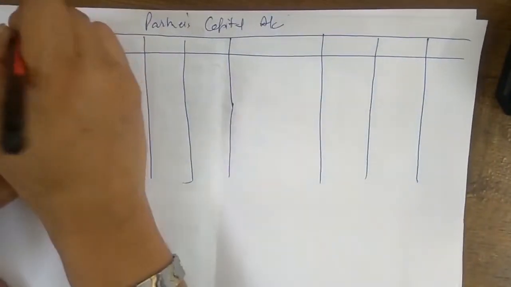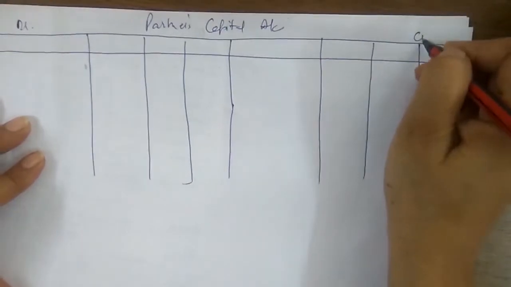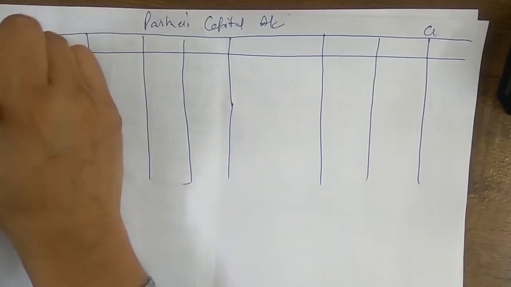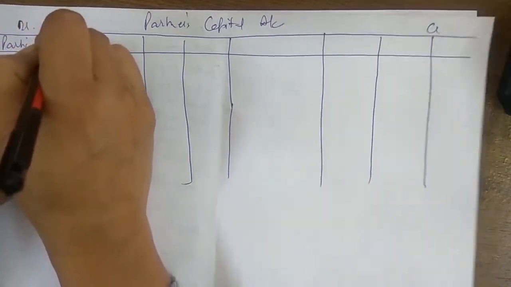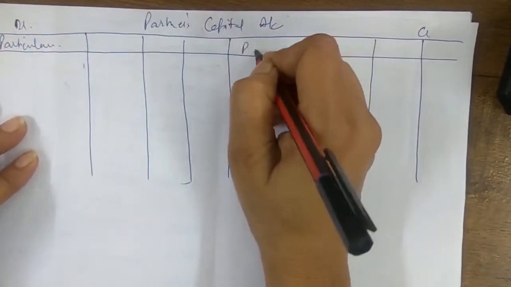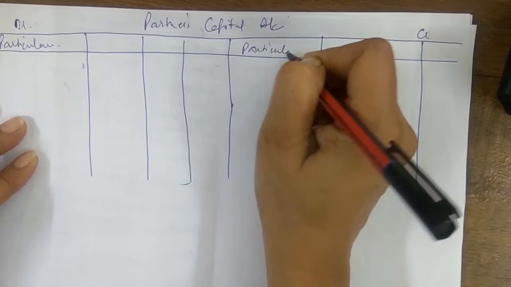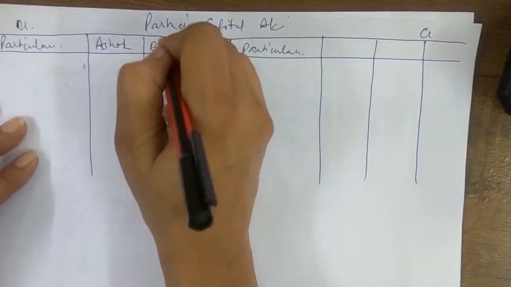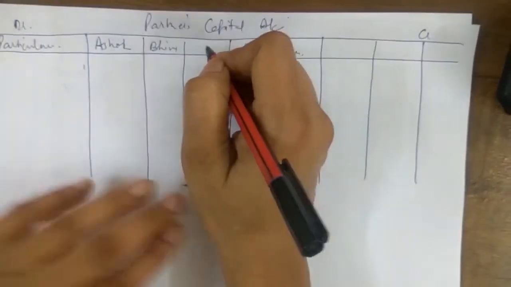Clear bache? Completion of format is very important because the board used to cut marks for all these things. Particulars, both sides. Then name of the partner: Ashok, Bheem and Chetan.